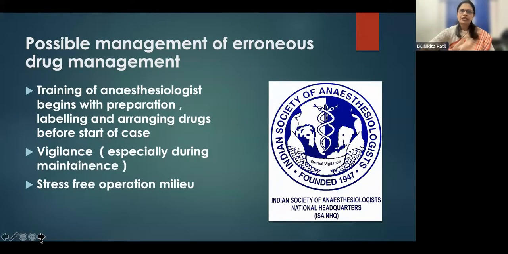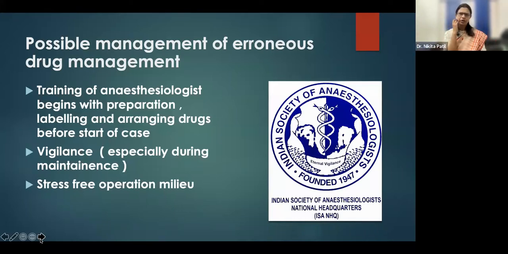Now, possible management. Error has occurred. What to be done? Training of anesthesiologists begins with preparation, labeling, arranging drugs before the start of a case. So there are no shortcuts to this. Vigilance. It is seen as our ISA emblem also. Vigilance is very, very important, especially during maintenance of anesthesia. Stress-free operation theater atmosphere. Very correctly said again here.